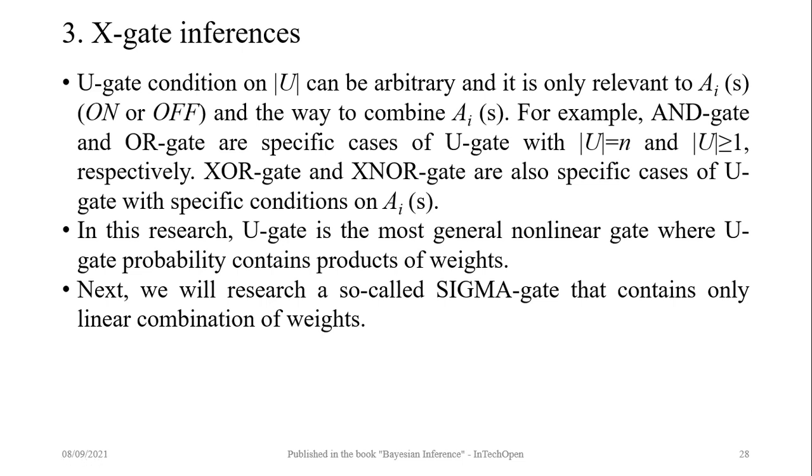The U-gate condition on U can be arbitrary and is only relevant to Ai being on or off, and the way to combine Ai. For example, AND-gate and OR-gate are specific cases of U-gate, with the cardinality of U equal to n, and the cardinality of U larger than or equal to 1, respectively. SOR gate and SNOR gate are also specific cases of U-gate with specific conditions on Ai. In this research, the U-gate is the most general nonlinear gate, where the U-gate probability constrains products of weights. Next, we will research the so-called sigma gate that contains only linear combinations of weights.